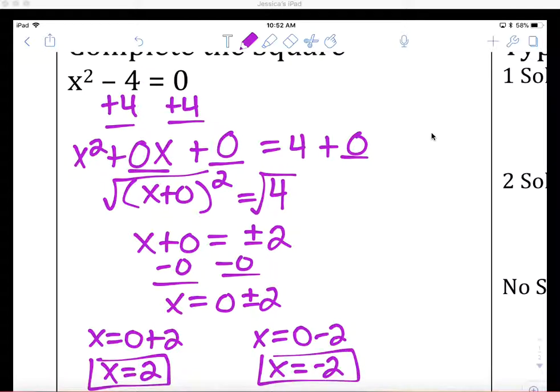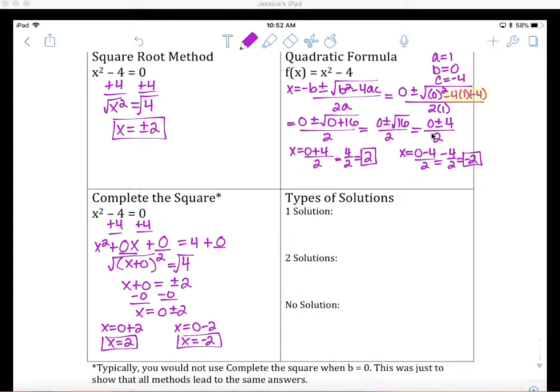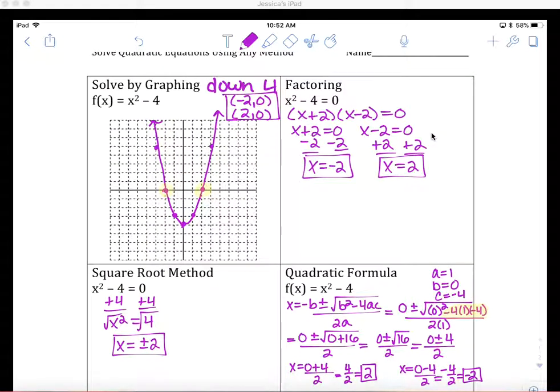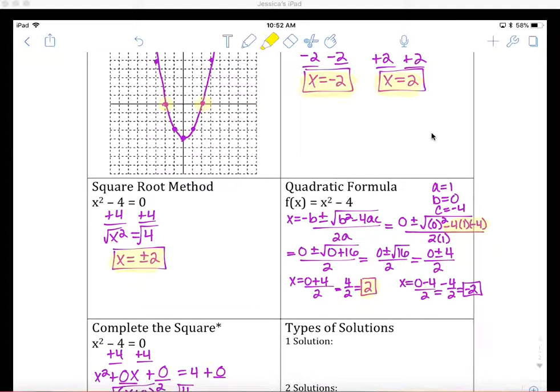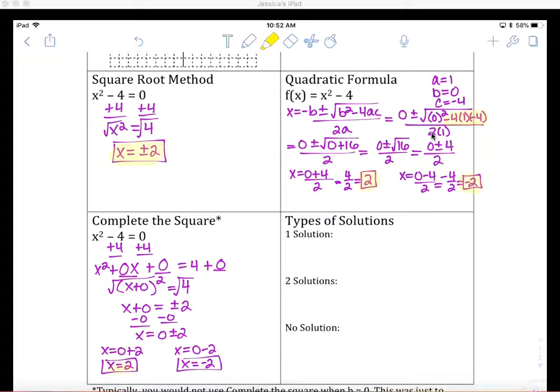Now that we've solved with all of the different methods, I want you to look back and compare your answers. Take a second and reflect on what you see. What you should notice is that all of these methods are giving us the same answer. Negative 2, 0 and 2, 0 are the same thing as x equals negative 2, x equals 2, which is also the same thing as plus or minus 2, 2 and negative 2. On all of these, we get the same answer.